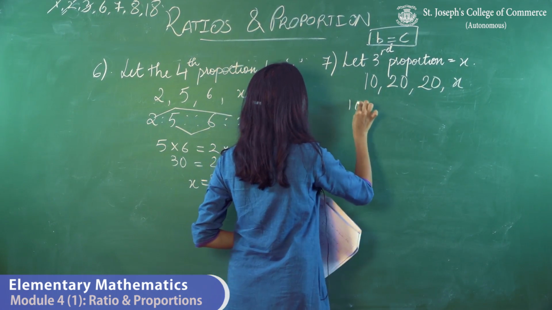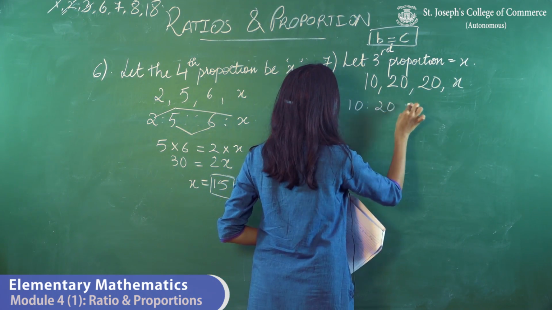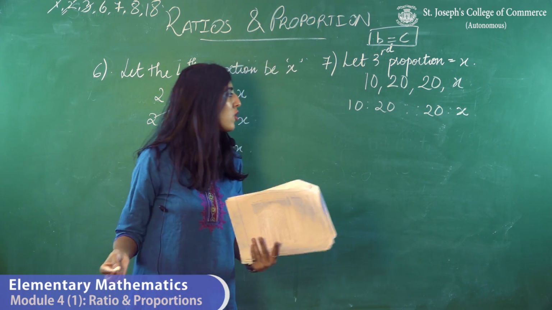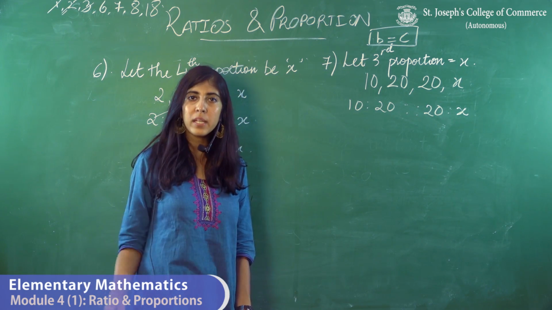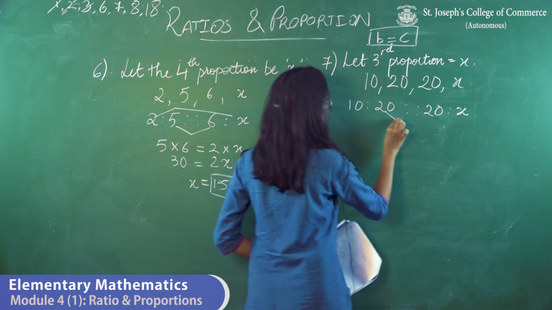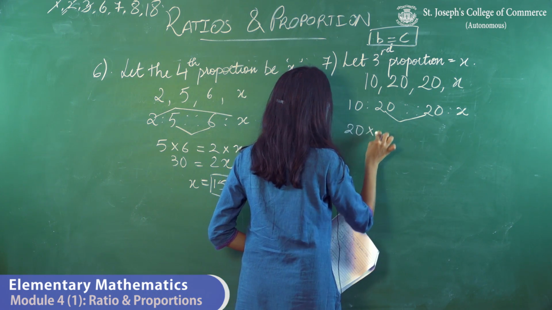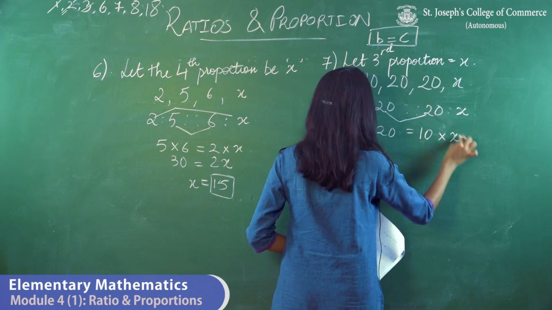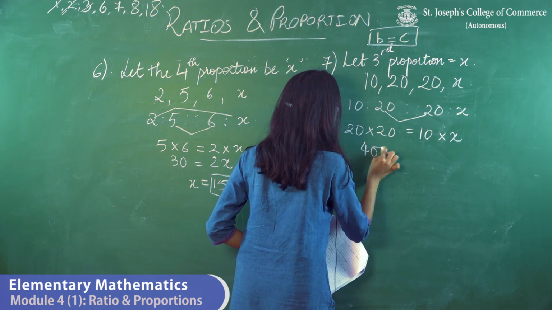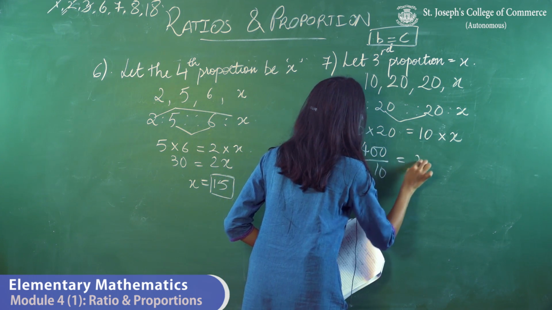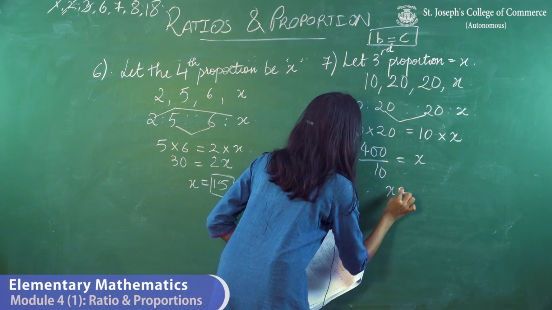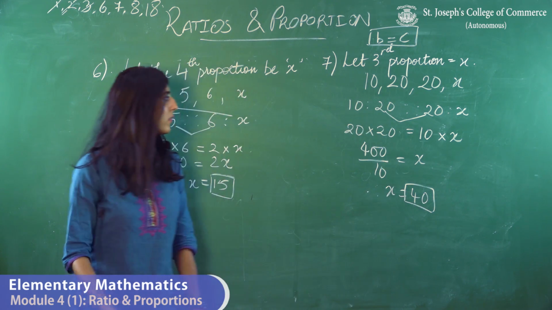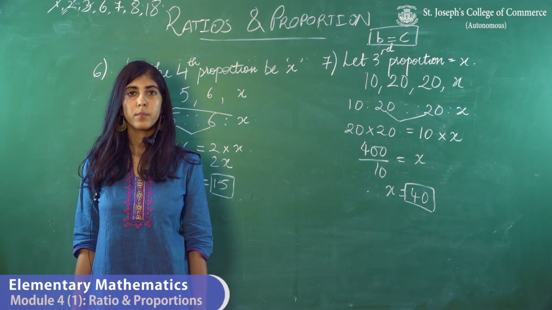So when I represent it in the form of a proportion, it will be 10 is to 20 is in proportion to 20 is to x. So again, I apply product of means equal to product of extremes. Product of means is equal to 20 into 20. And product of extremes is 10 into x. So I do 400 divided by 10 is equal to x. Therefore, the third proportion is 40. This is how you find the third proportion.